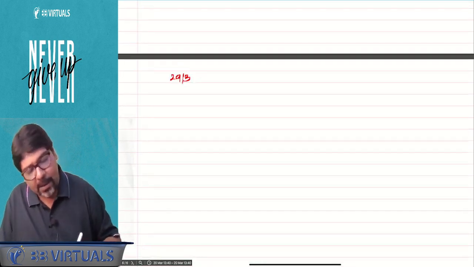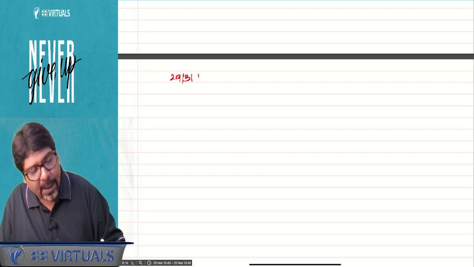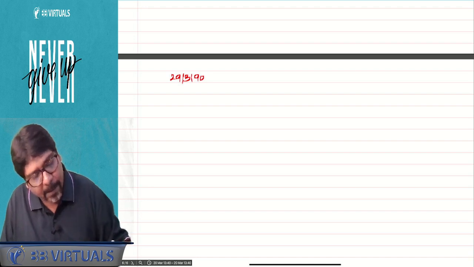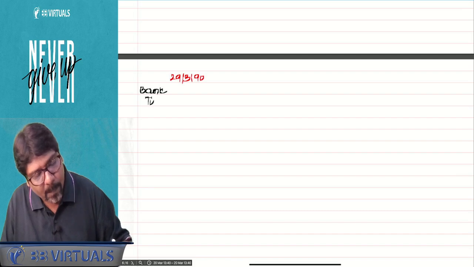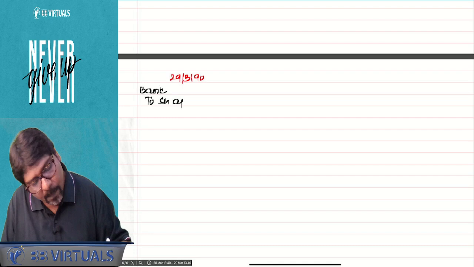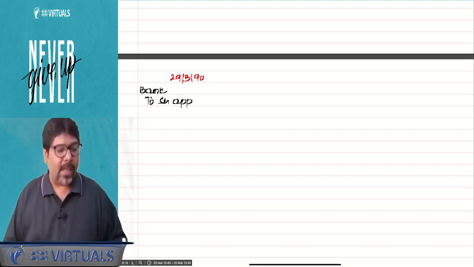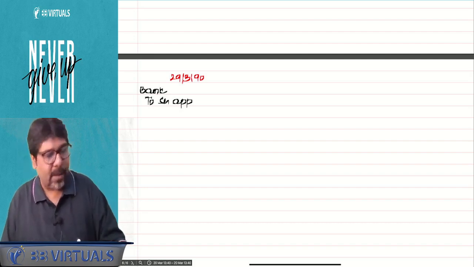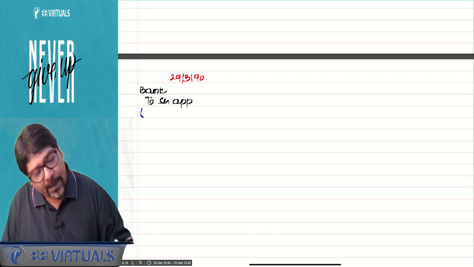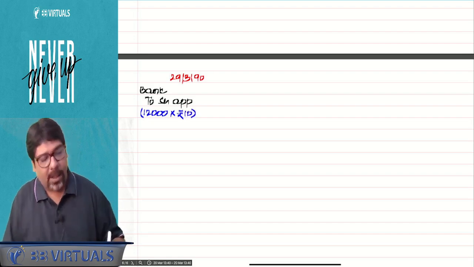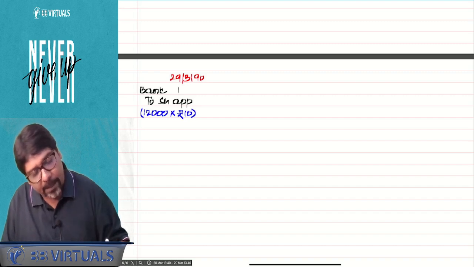29th of March 1990. What entry shall we pass? Sir, we shall pass bank to share application. We shall pass the journal entry bank to share application. How much? 12,000 shares, per share we have received 10 rupees. So 12,000 into 10 is how much? 1,20,000.